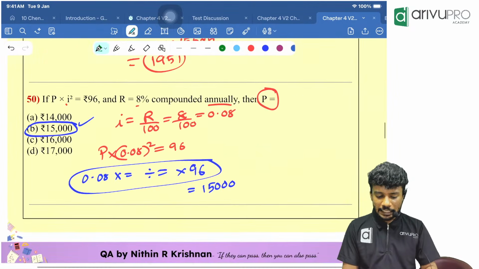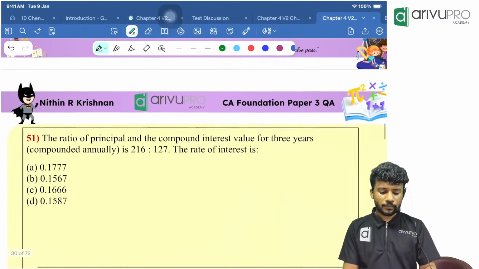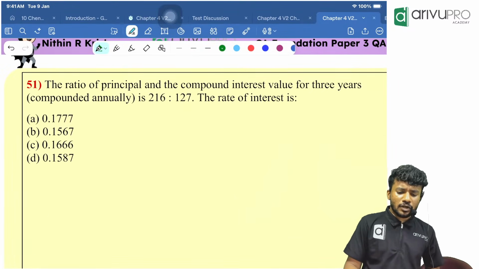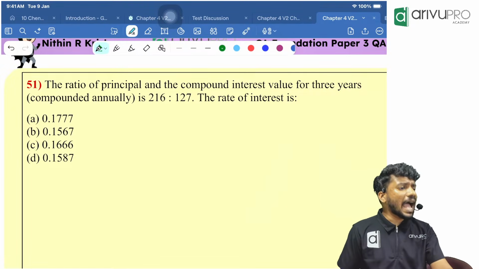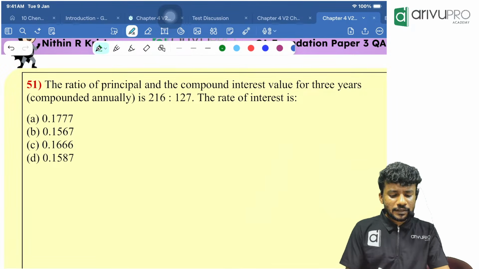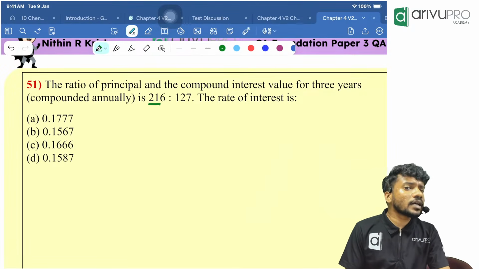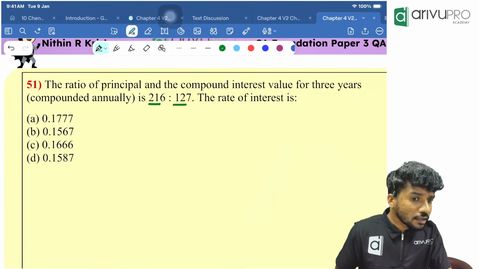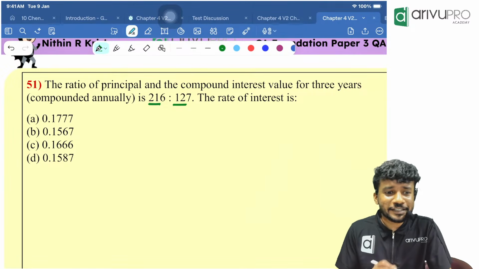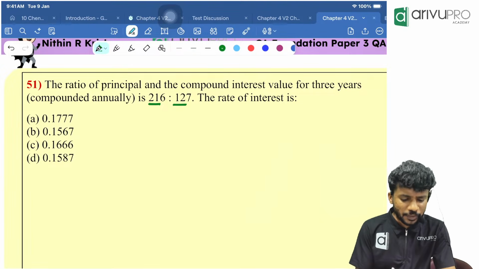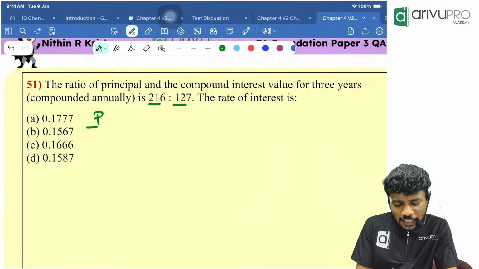Yes. Then the next question is, what's given? Ratio of principal and compound interest value for 3 years is given to be 216 is to 127. Is it correct? We don't know. It is given. Whatever is given, we will write. So ratio of principal and compound interest means what? Can I write it as P divided by CI is equal to what?